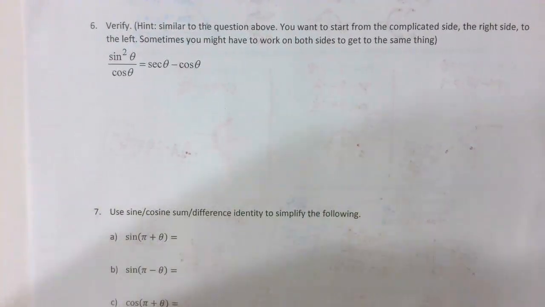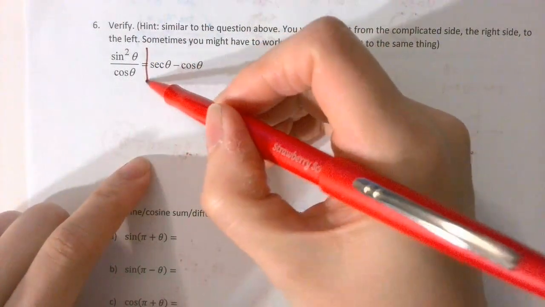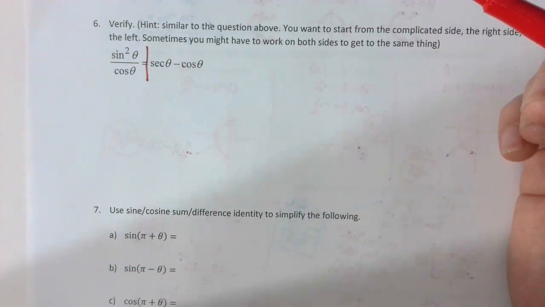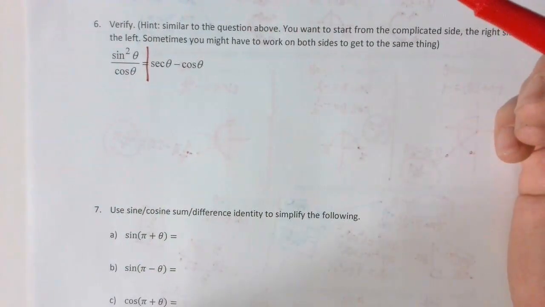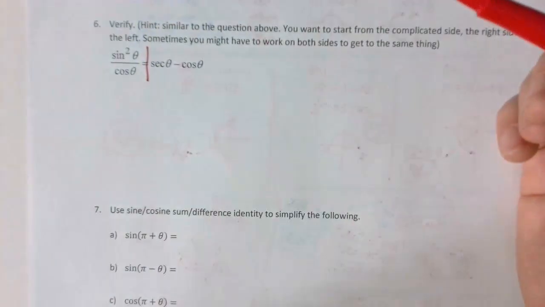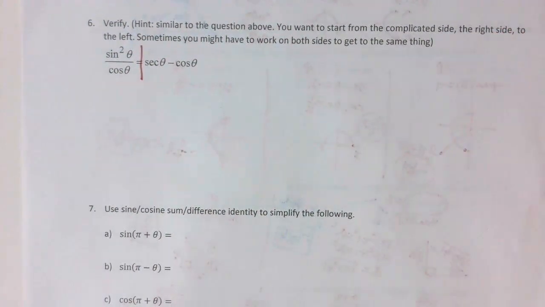All right, the back page. Now we're going to verify it. So this is similar to what I just did on number 5, except you kind of have two things going on, okay? So you always want to start with the complicated side. Usually complicated means more terms, like more things being added and subtracted than things being multiplied.